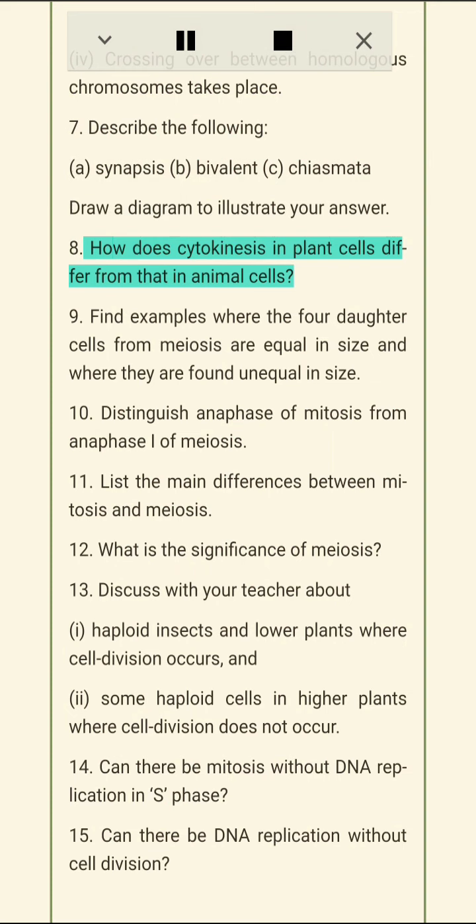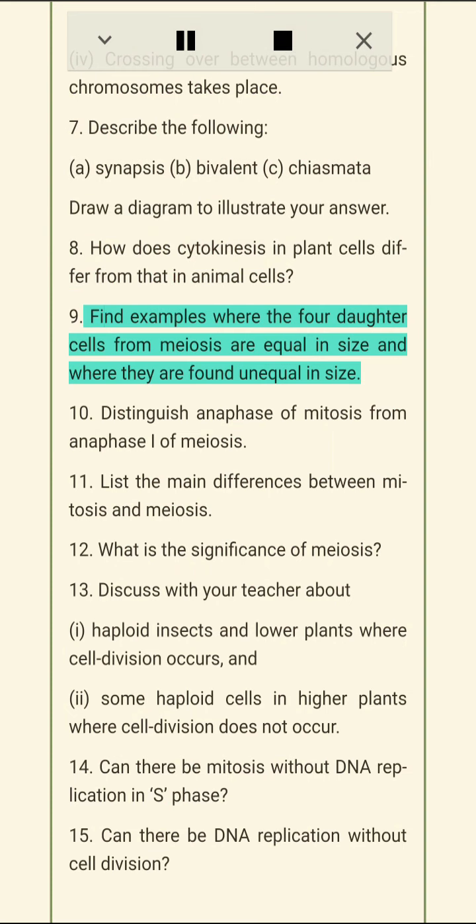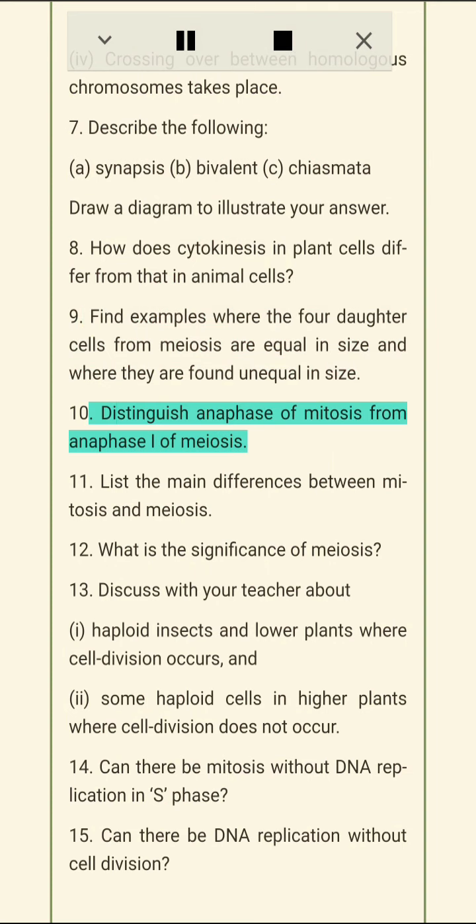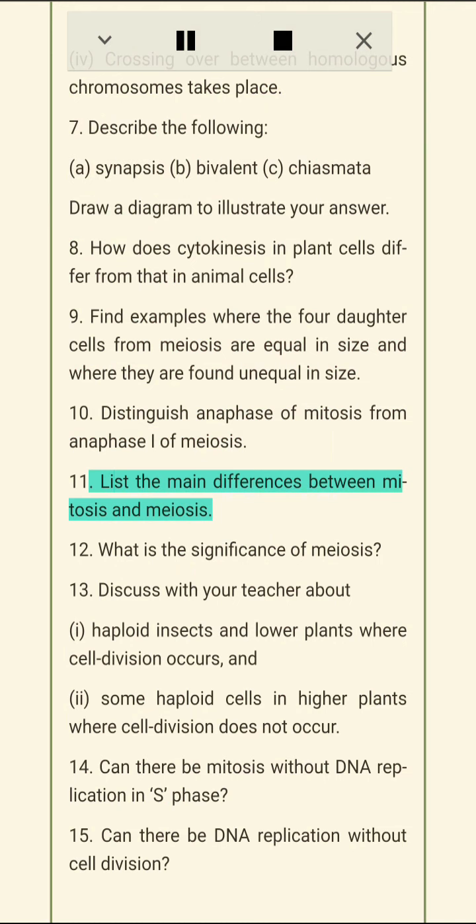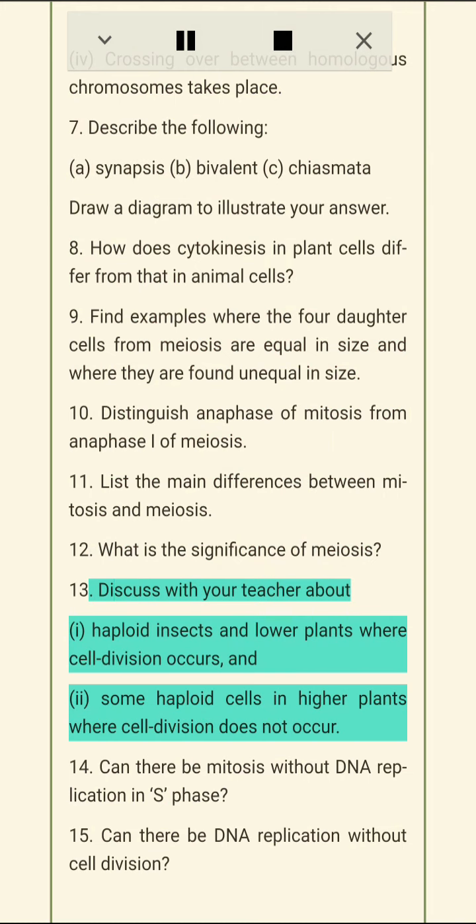8. How does cytokinesis in plant cells differ from that in animal cells? 9. Find examples where the 4 daughter cells from meiosis are equal in size and where they are found unequal in size. 10. Distinguish anaphase of mitosis from anaphase I of meiosis. 11. List the main differences between mitosis and meiosis. 12. What is the significance of meiosis?